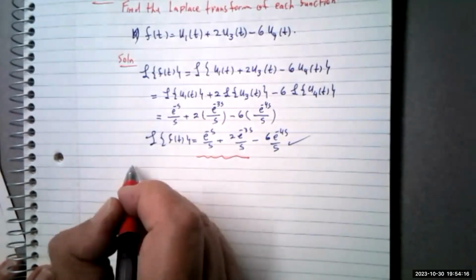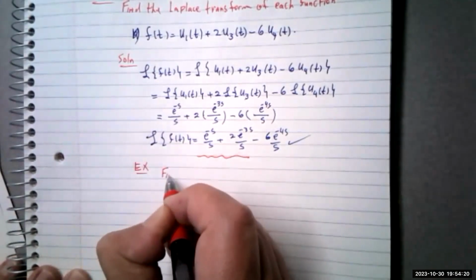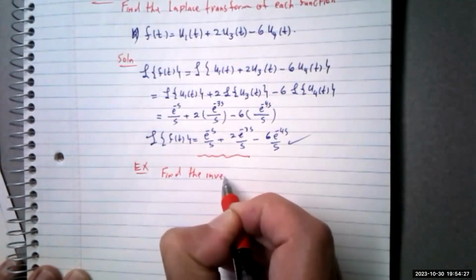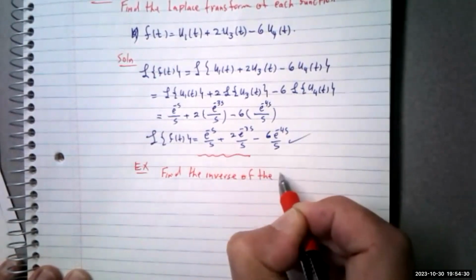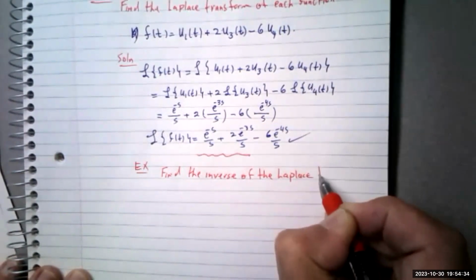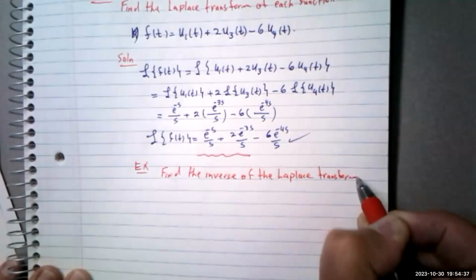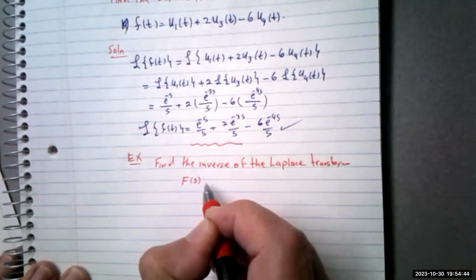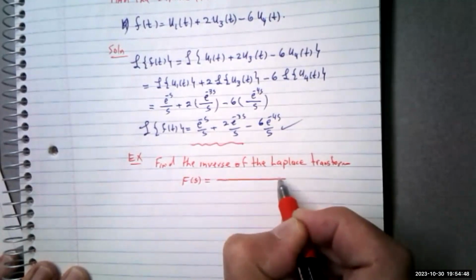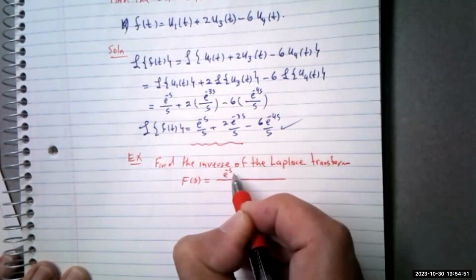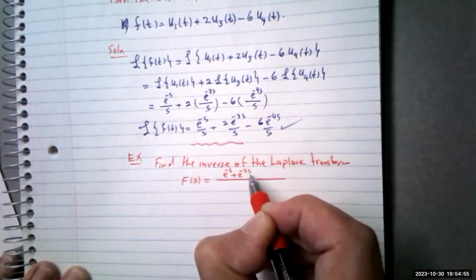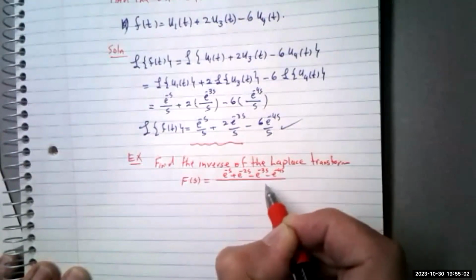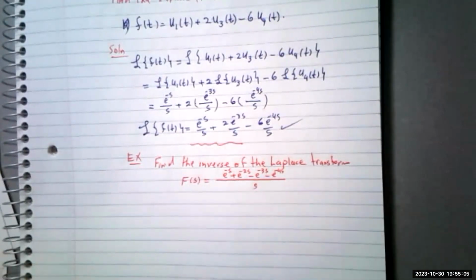Ready? Example. Find the inverse of the Laplace transform. It's very similar to what I did. You begin with F of s equal to the following: e to the negative s plus e to the negative 2s minus e to the negative 3s minus e to the negative 4s, divided by s. It's exactly the other way around.